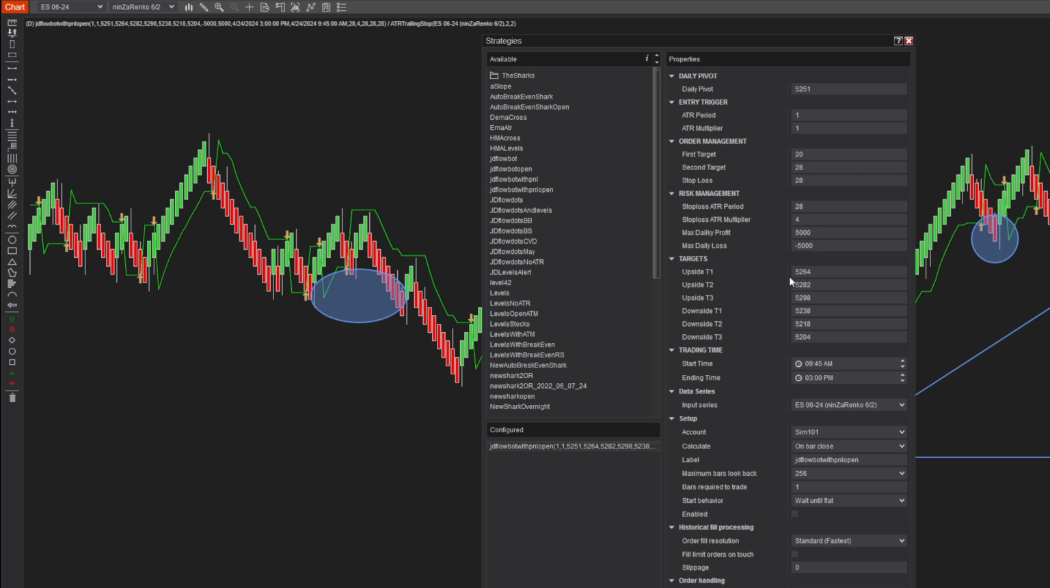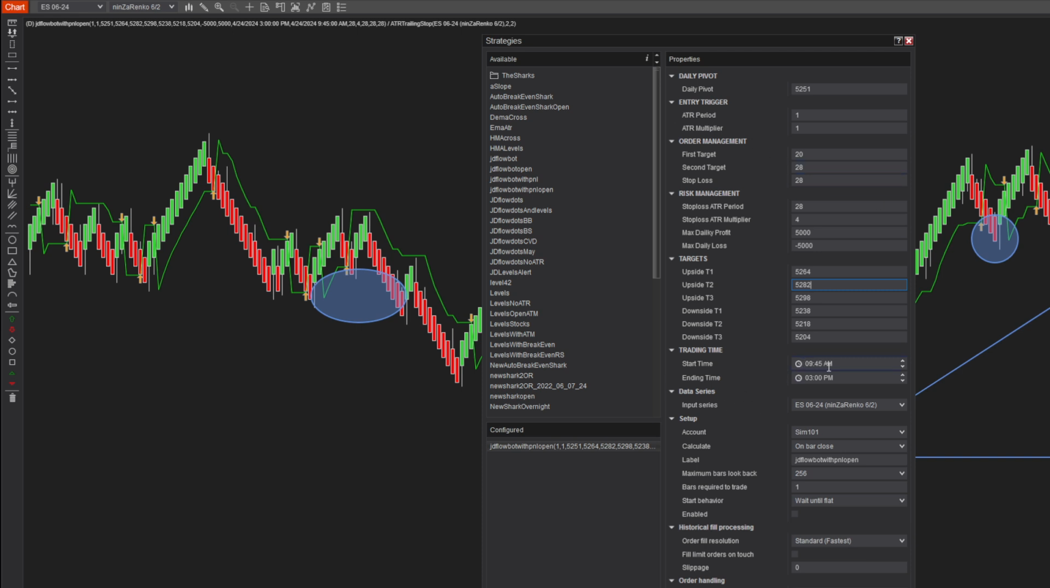Then we will have here the 3 targets: upside 1, 2, 3, downside 1, 2, 3. You don't have to use all 3 targets. The system will work with whatever levels you enter. If you want to only take positions from pivot, you can just put a 1 on each one of these, and you just take trades from the pivot. If it breaks pivot, go long. If it breaks pivot, go short. So that's pretty self-explanatory there.